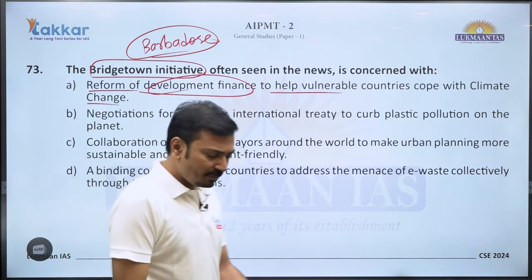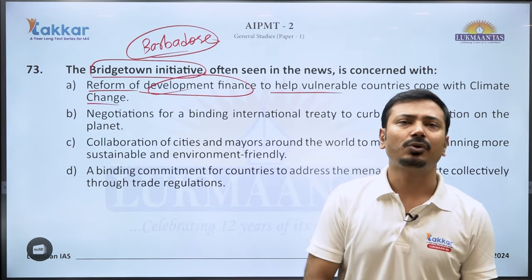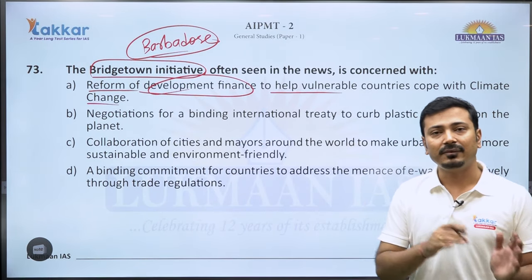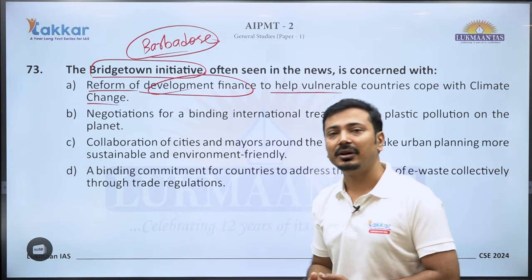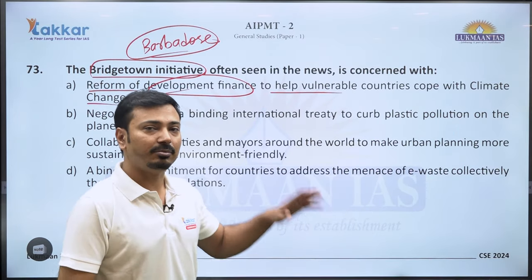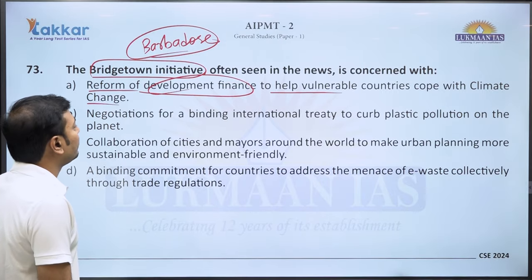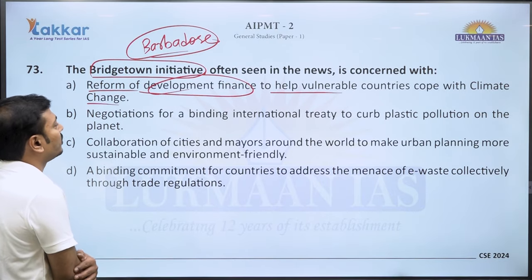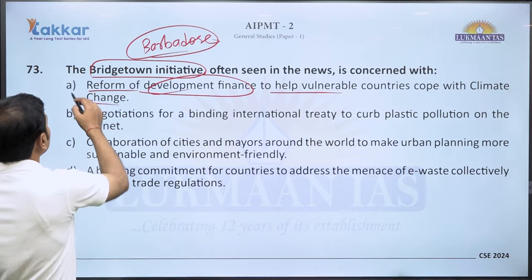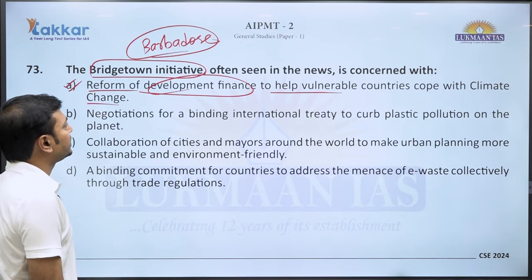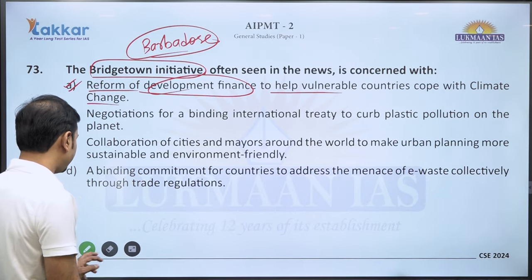So, development finance, that is the finance from developed countries to developing countries and the vulnerable countries like island nations like Barbados. So, it is one of the vulnerable countries and it can be submerged because of sea level rise, climate change. So, A is the correct answer here. Bridgetown Initiative. ठीक है? Fine.